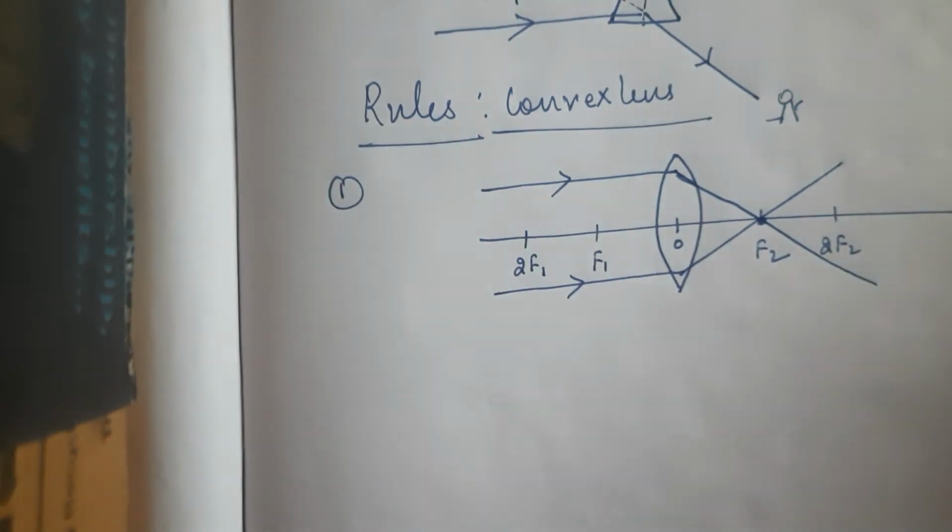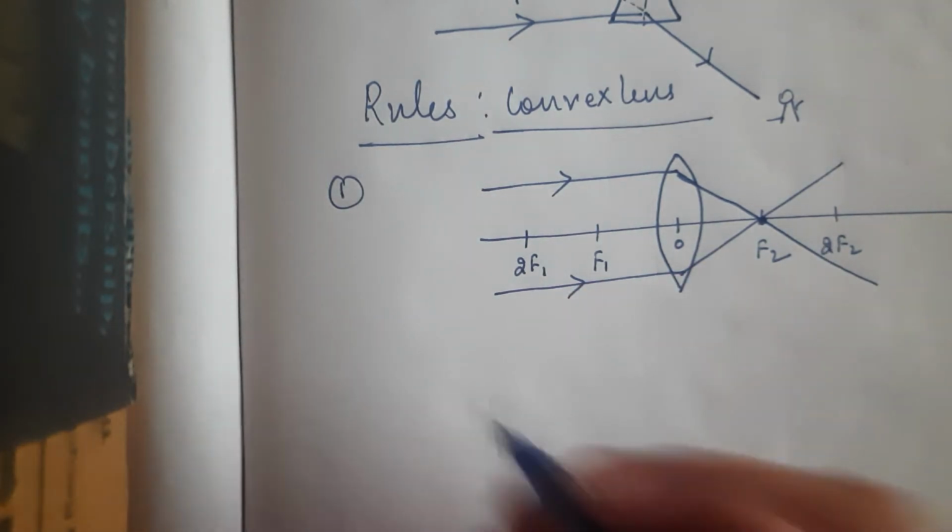F2. You have to be specific because there are two focus points. So you have to be specific that you are telling the correct focus. You are telling the correct term, which is F2. Right? So this is the first rule.